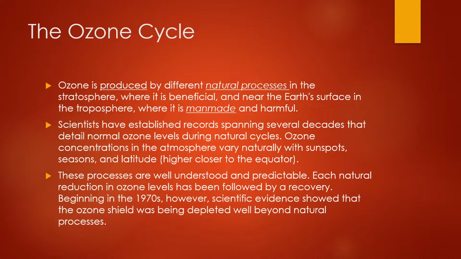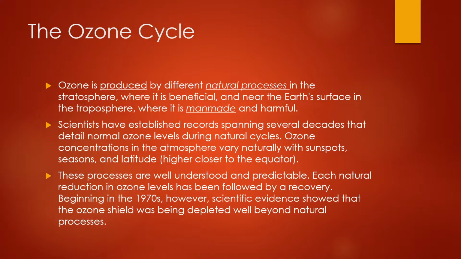So ozone is produced by different natural processes in the stratosphere, where it is beneficial, and near the Earth's surface in the troposphere, where it is man-made and harmful. Scientists have established records spanning several decades that detail normal ozone layers during natural cycles. Ozone concentrations in the atmosphere vary naturally with sunspots, seasons, and latitudes. These processes are well understood and predictable. Each natural reduction in ozone layers has been followed by a recovery.